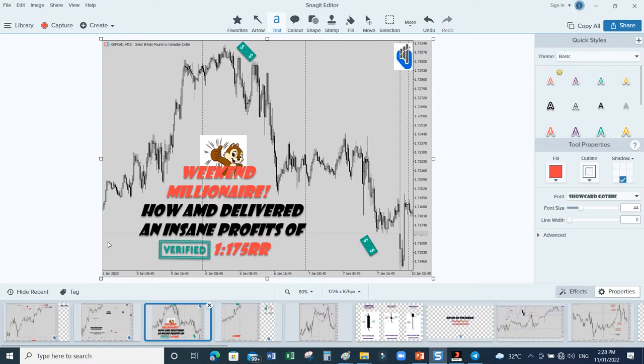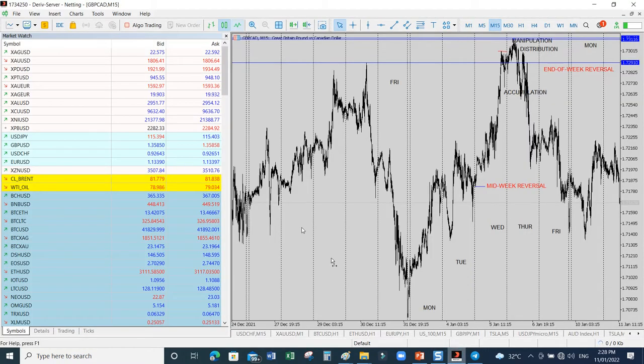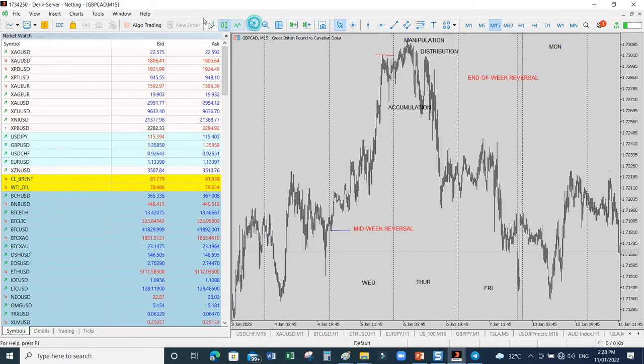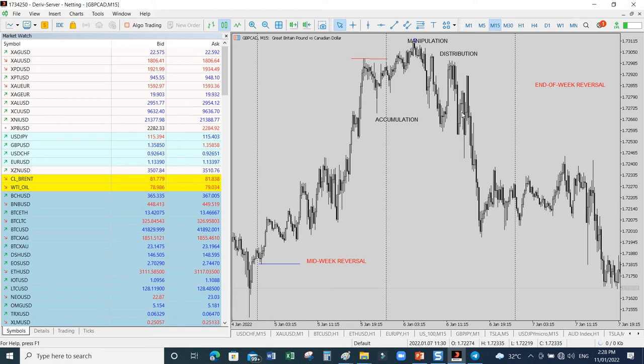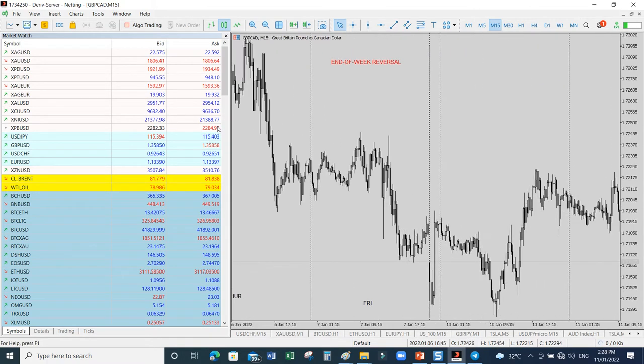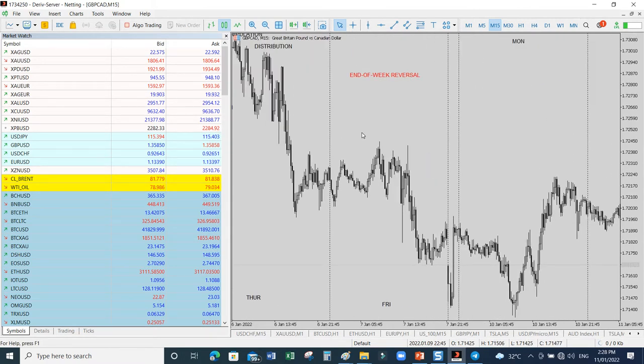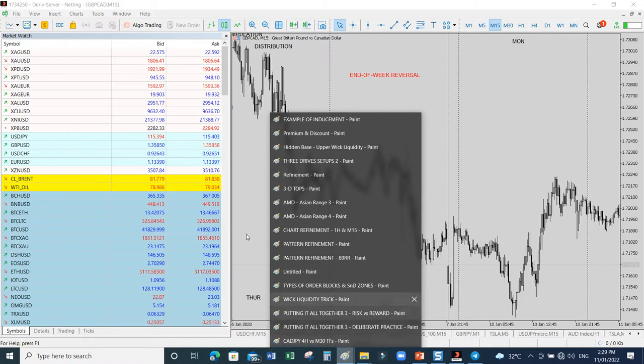the chart. This is MetaTrader. So you mark your chart. You have the expert advisor, which is so good at helping you mark each trading day with the days of the week: Monday, Tuesday, Wednesday, Thursday, Friday. I've given you five trading opportunities which you can use.